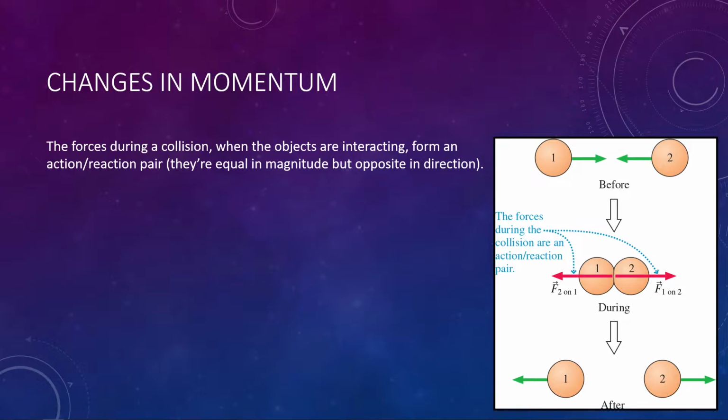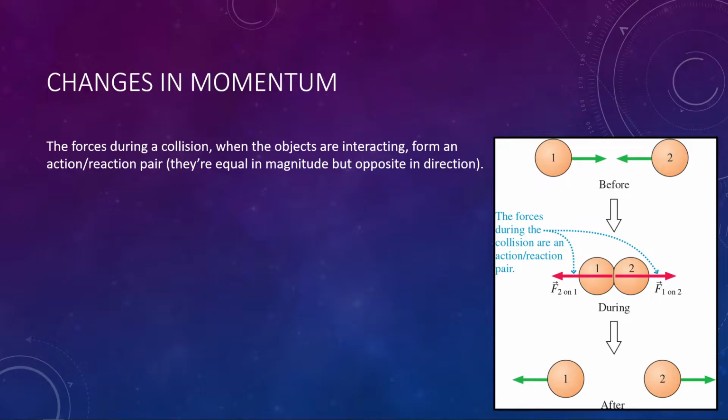So in the example you see on the right, there's 2 balls that are colliding. They exert a force on one another during that collision. Force 1 acts on 2, and force 2 acts on 1. Those forces, by definition of Newton's third law, must be equal and opposite. In other words, we say that they form an action-reaction pair of forces. Okay, so far this is just a restatement of Newton's third law. Forces during a collision are equal and opposite.